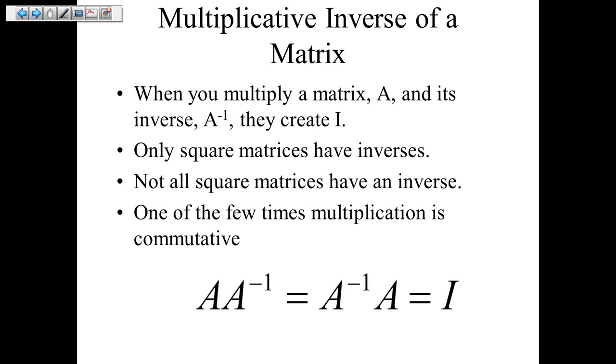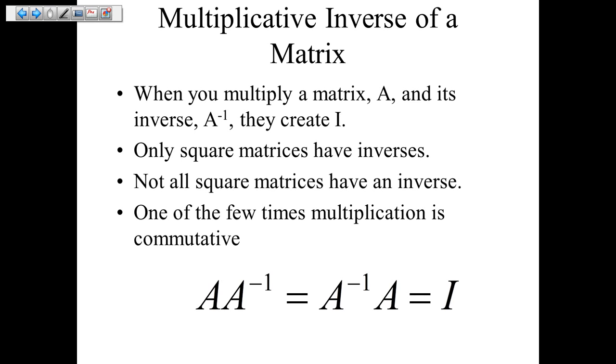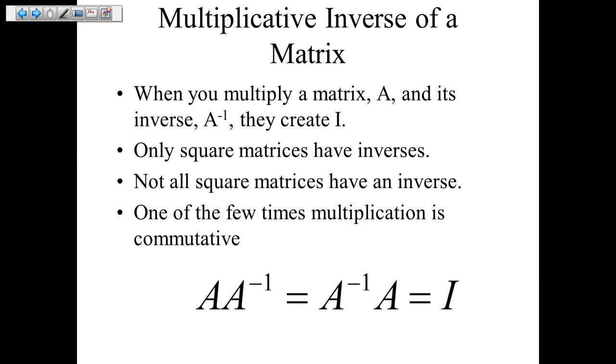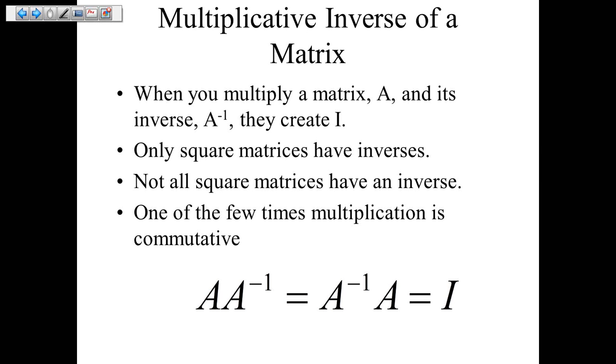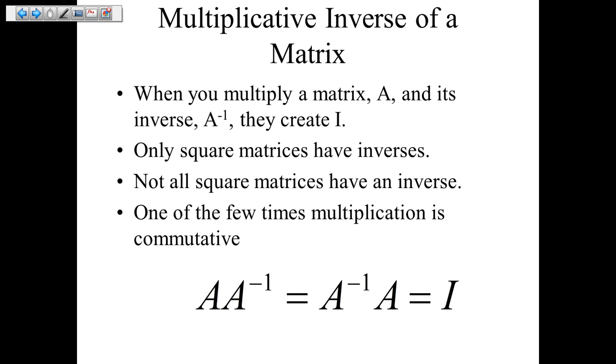This is going to be one of the few times where matrix multiplication is commutative. That means the order that we multiply them doesn't matter. If we take a matrix A and multiply by its inverse, it's the same as taking the inverse and multiplying by A. Either way, we're going to get the identity matrix I.